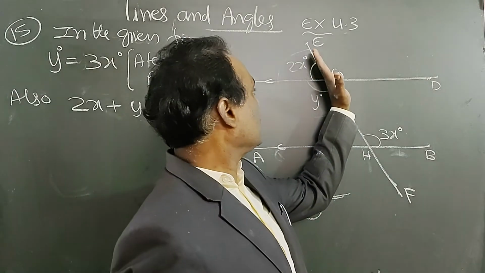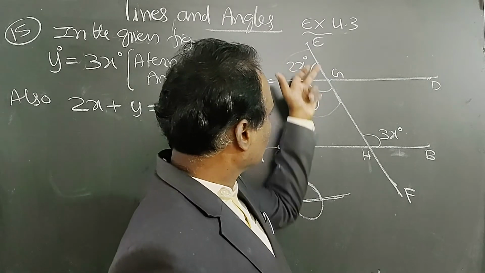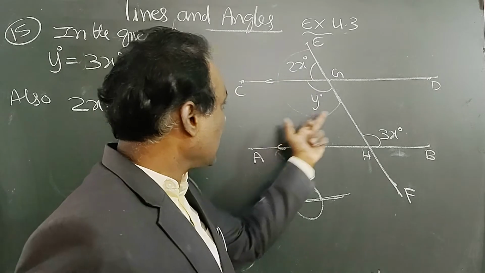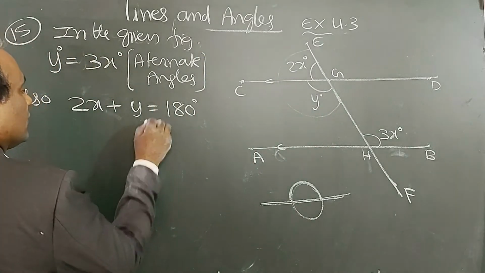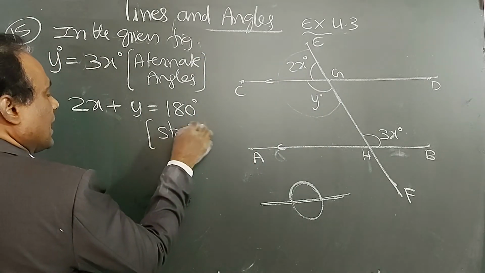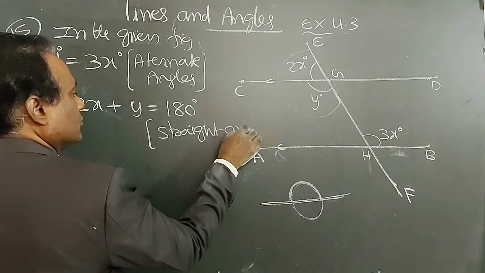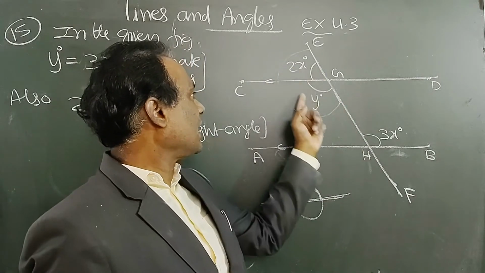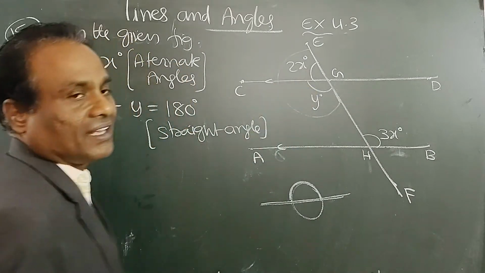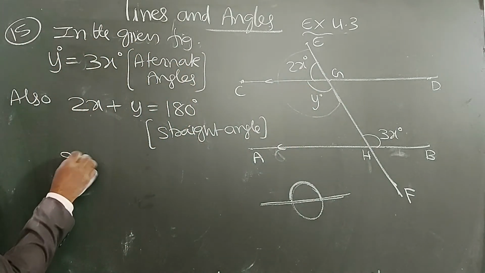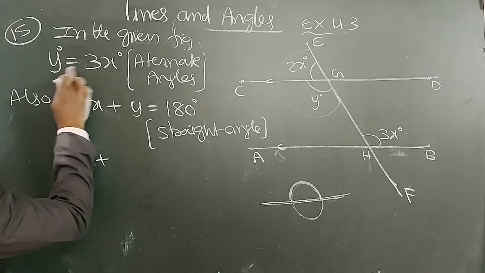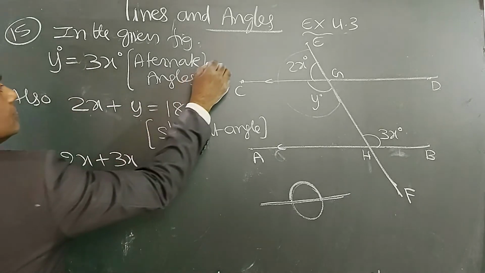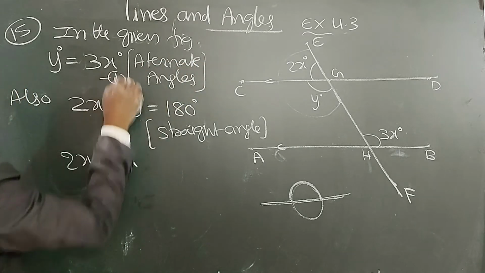So this is the line. This angle plus this angle, total angle 2x plus y, is equal to 180 degrees. The reason is straight line angle, because this is a straight line. On one side of the line, the total angle will be 180 degrees. So 2x plus y is equal to 180, and y is equal to 3x. This is equation 1 I am applying.